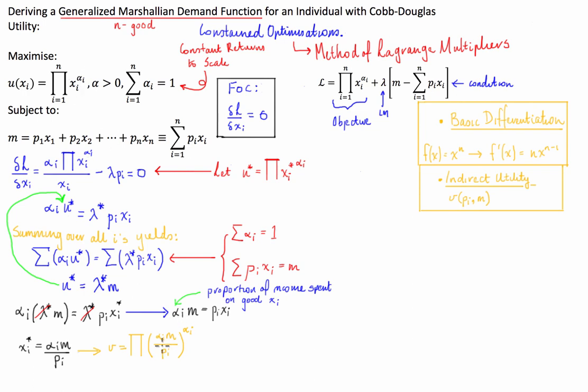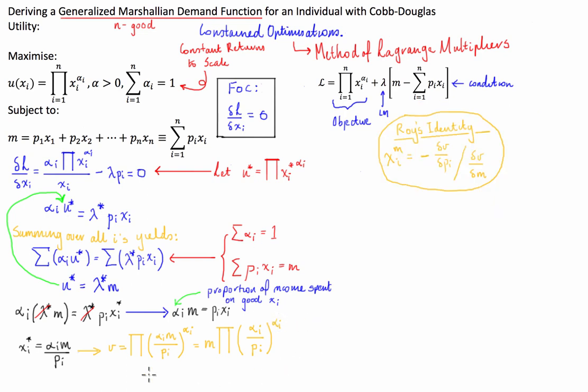Okay, so we know that the income component is not going to be involved in our operator, so we can simplify our indirect utility by saying that this is equal to m times our operator, and that operator is going to be alpha i over pi to the power of alpha i. Okay, so now we've got our simplified indirect utility function.